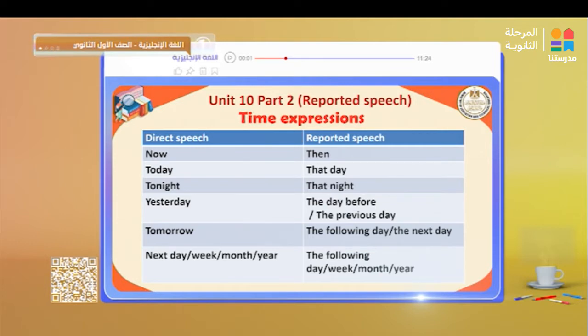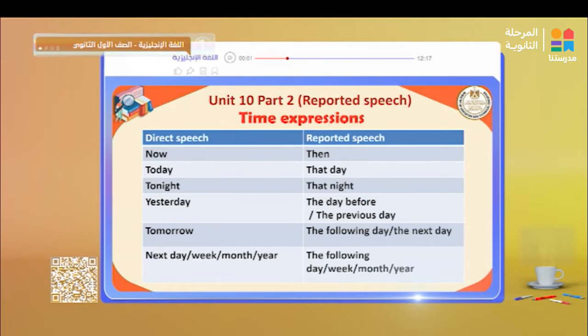Tonight, that night. Yesterday, the day before, or the previous day. Tomorrow, the following day, or the next day. Next day, next week, next month will be the following day, the following week, the following month, or the following year. So anything related to the past will be before.